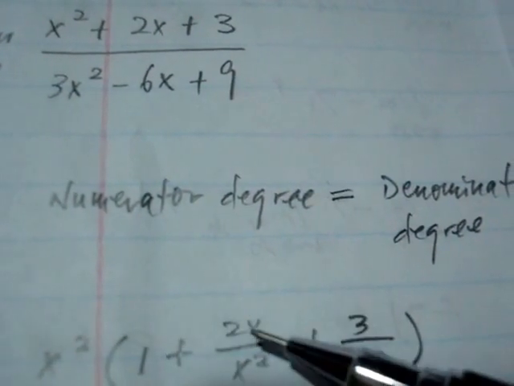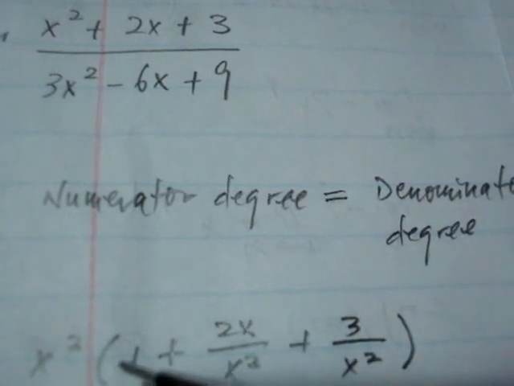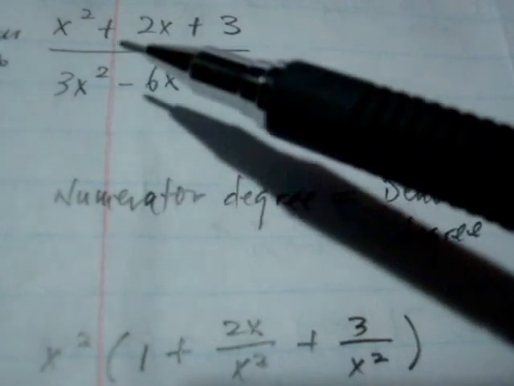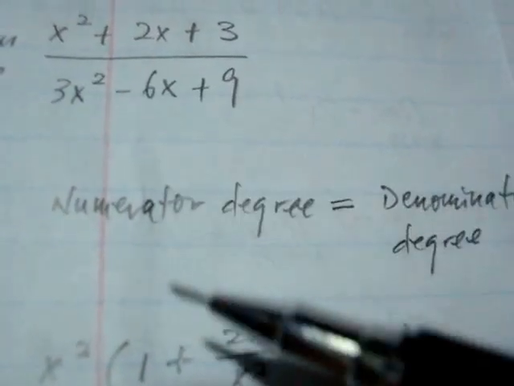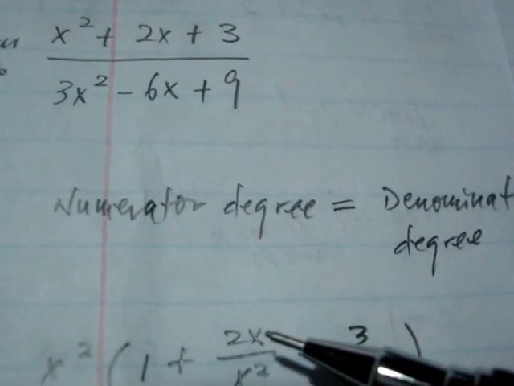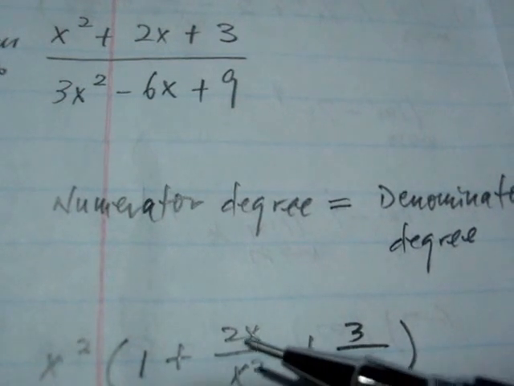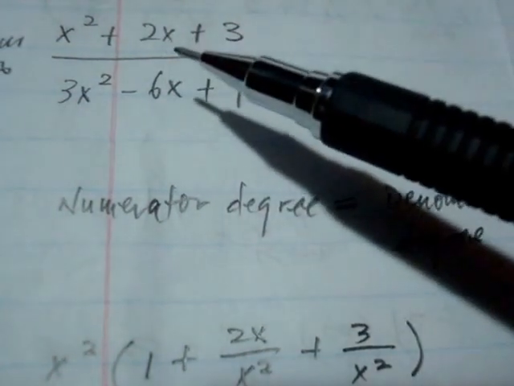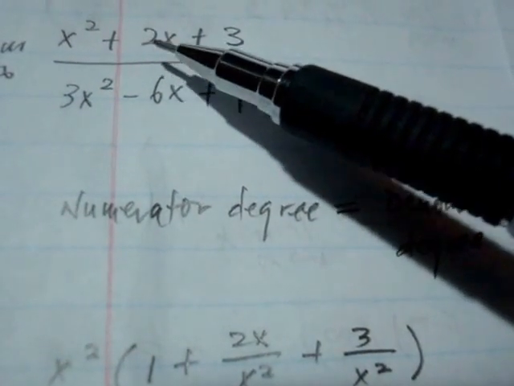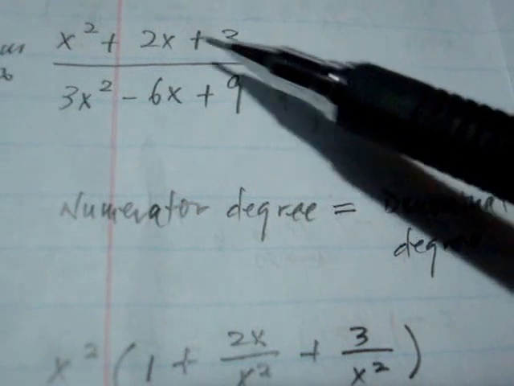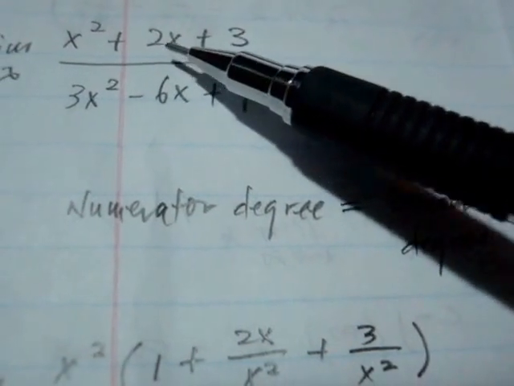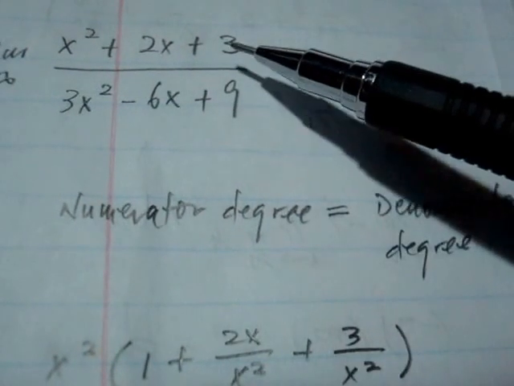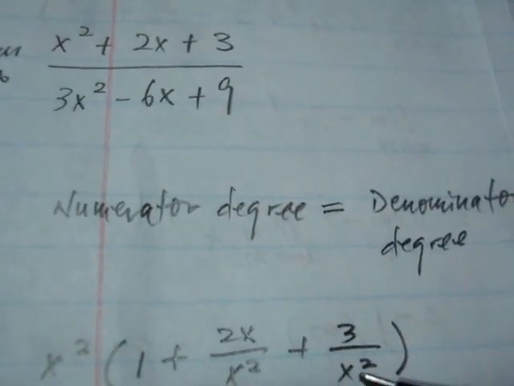This involves a distributing method. So you put a 1 right here because x squared times 1 will be x squared as the given, plus 2x divided by x squared. How do you get this expression right here? You take every term right here divided by x squared. As for the 3, also divided by x squared.